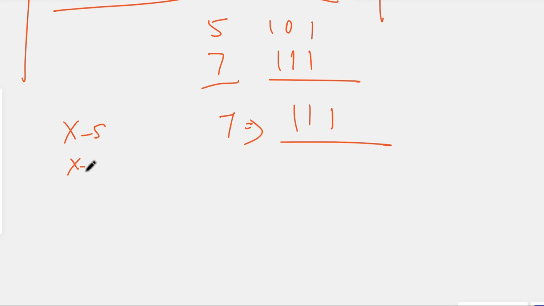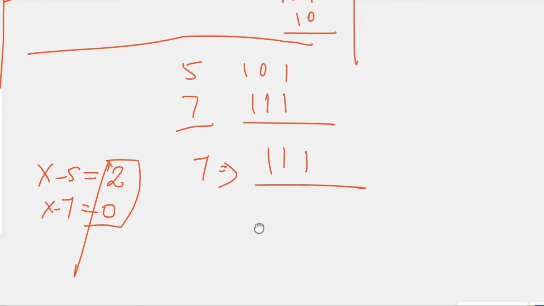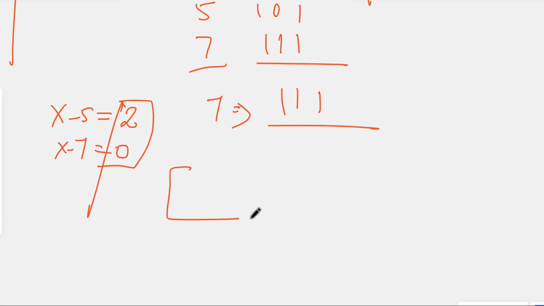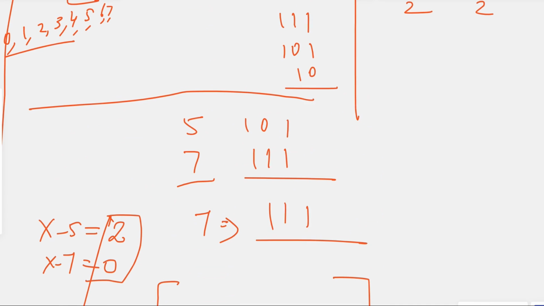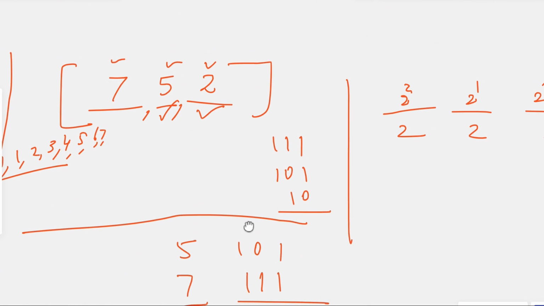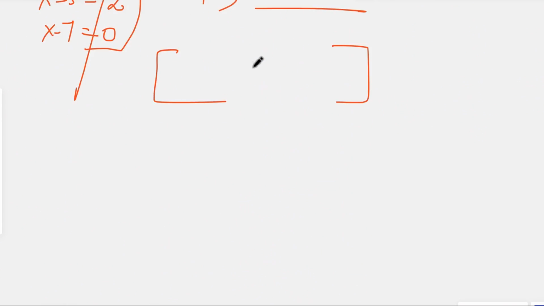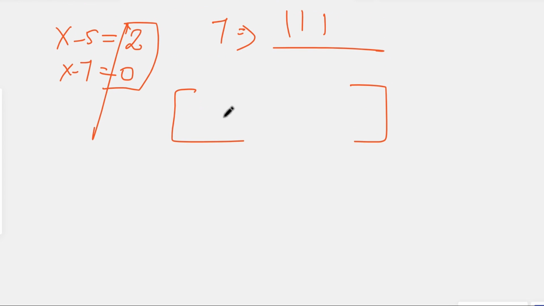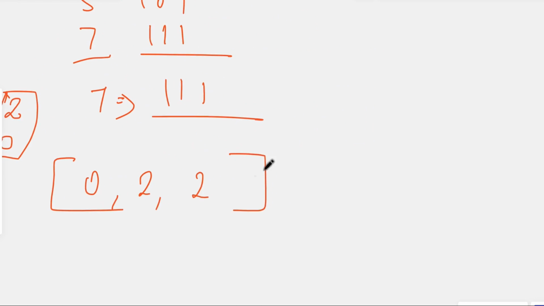x minus 5 and x minus 7. So x minus 5, 7 minus 5 becomes 2 and 7 minus 7 becomes 0. So this is the main part. Right now the array will be like 7, 5, 2. Instead of 7 we have 0, instead of 5 we have 2, instead of 2 we haven't updated anything.